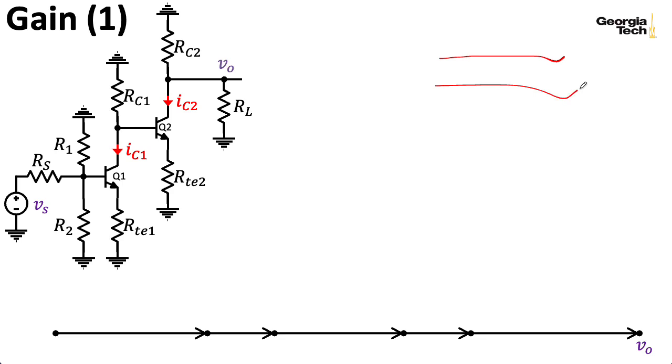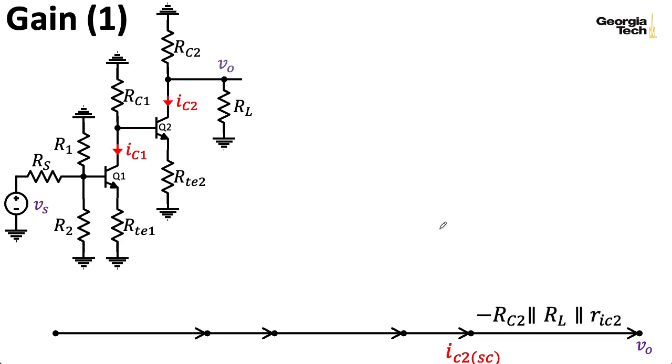So instead of writing a series of equations and piling them together as I did in previous lectures, here I'm just going to go directly to the Mason flow graph. Okay, so what is the output voltage? Well, if we know the short circuit current for the Norton equivalent circuit looking into the collector, then I can compute the voltage with Ohm's law by multiplying by the parallel combination of RC2, RL, and RIC2, which is the Norton equivalent resistance seen looking into the collector. And there's a minus sign here since this is pulling current out of the node.